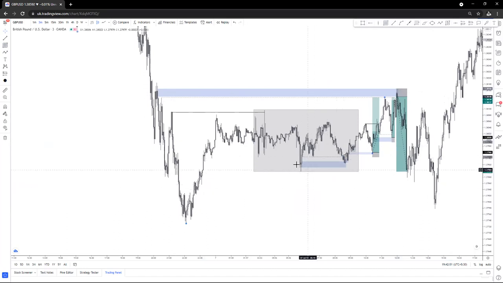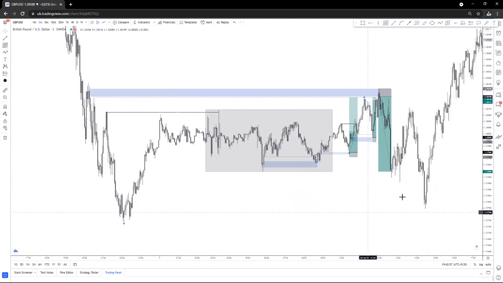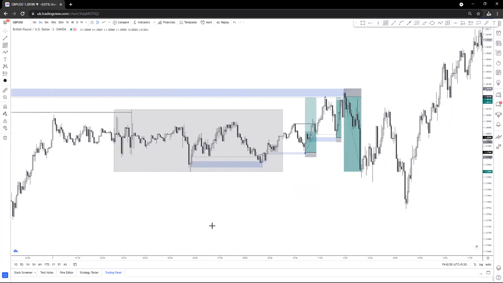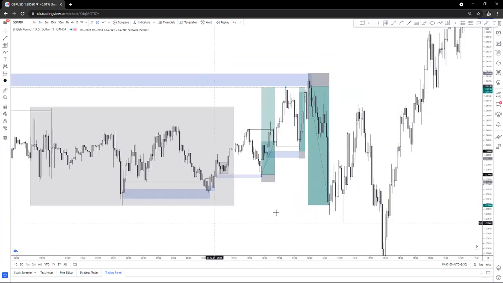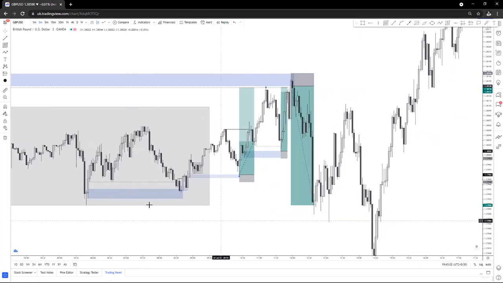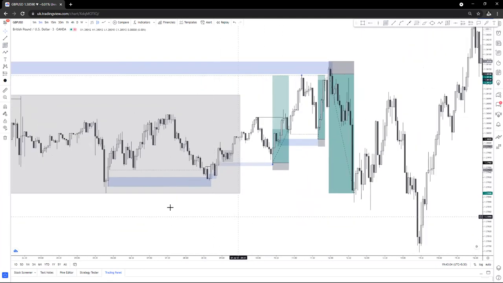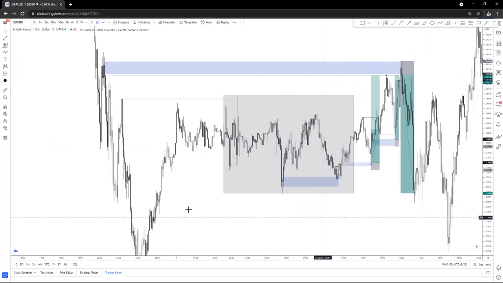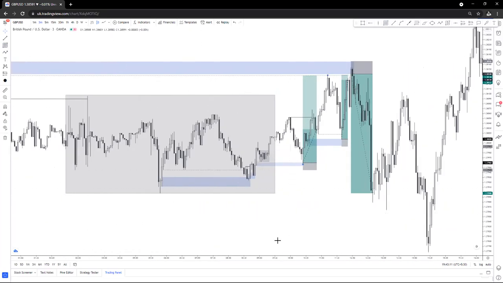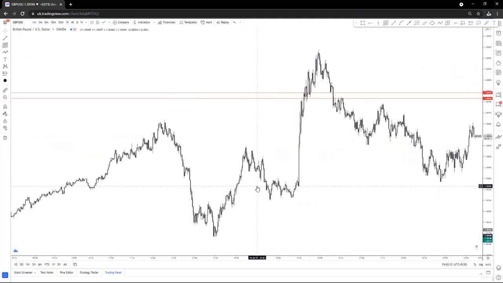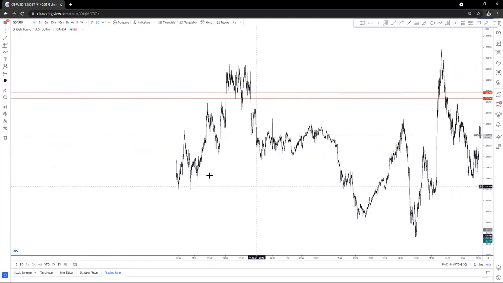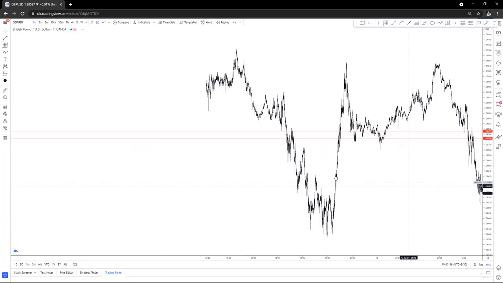But we do not look at this, because this was inside of the Asian range. Then price came back down and took out the Asian lows. And I even had a buy position here. If you were on the 1 minute, I would have shown it to you. Let's try once again. I don't know why it's not loading today. I think that's it.